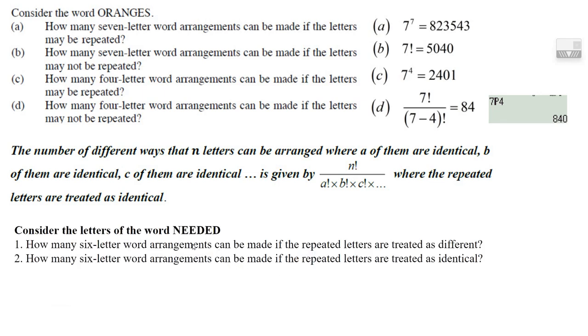You've got the word needed. How many 6-letter arrangements can be made if the repeated letters are all treated as different? Well, that's E1, that's E2. Then it's just going to be 6 factorial. But if they're treated as identical, then what you do is you divide by the 3 E's, that's 3 factorial, and divide by the 2 D's, that's 2 factorial.